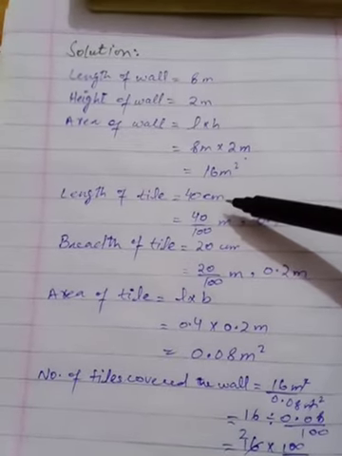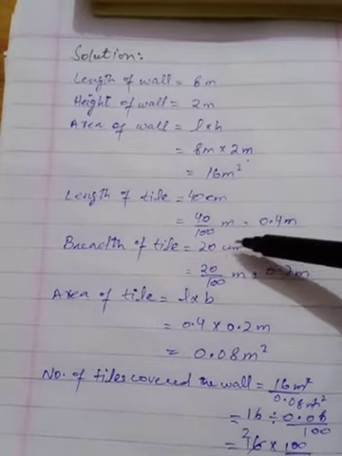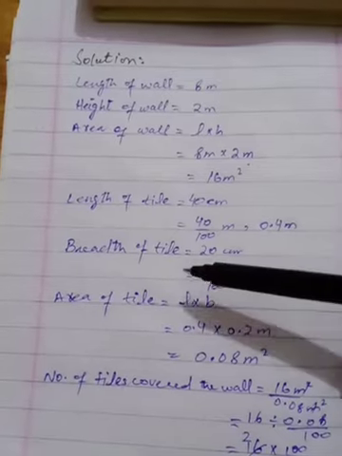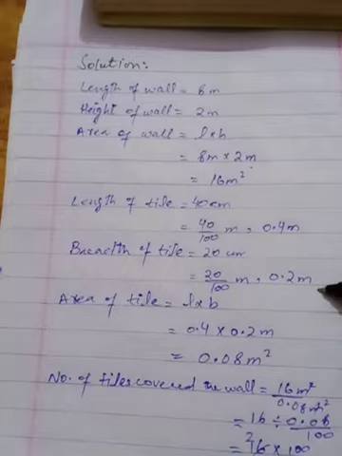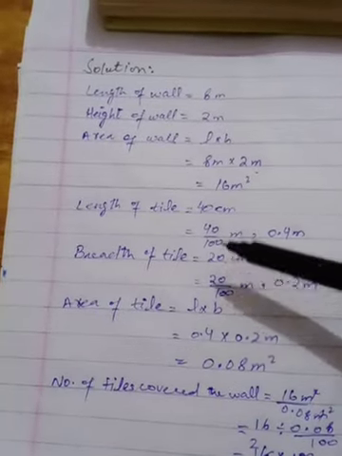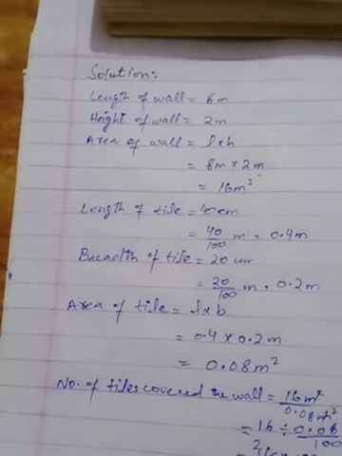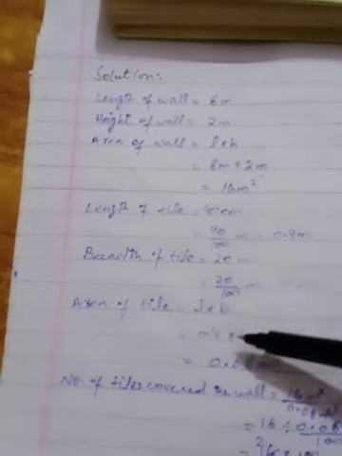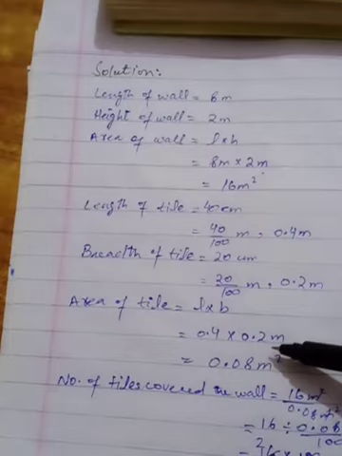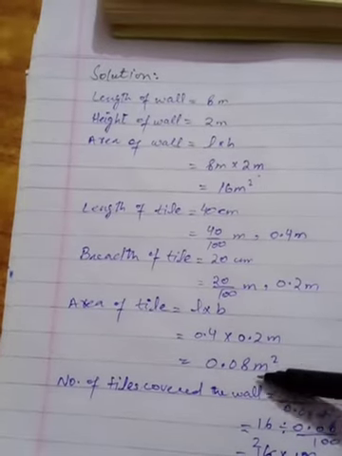We convert centimeter into meters, so 40 divided by 100 is equal to 0.4 meter. Breadth of tile is equal to 20 centimeter, and 20 by 100 is equal to 0.2 meter. Area of tile: the tile is in rectangular form, so we use the area formula of rectangle. Length multiply breadth is equal to 0.4 multiply 0.2 meter, which is equal to 0.08 meter square.